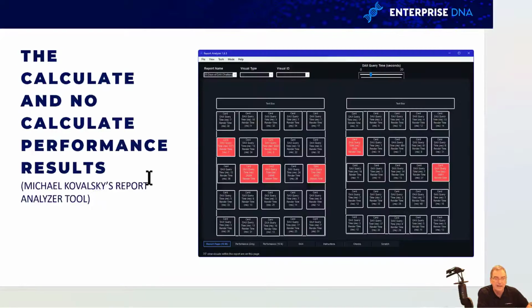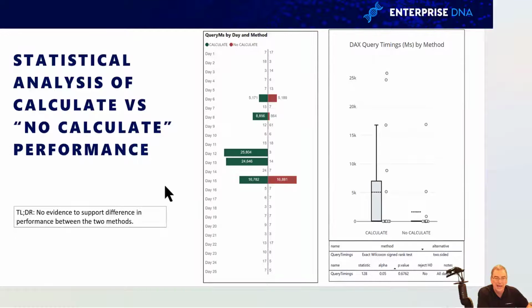So I mocked that up and then looked at the performance in a number of different ways, through Performance Analyzer, through Michael Kowalski's report analyzer tool, and did this statistical analysis, the same statistical analysis that we did for the smaller data set. This was a non-parametric comparison. And again, what we found mirrored exactly what we'd found in the two previous instances, which is that there was no statistical difference between the query timings of the no-calculate method versus the calculate method.